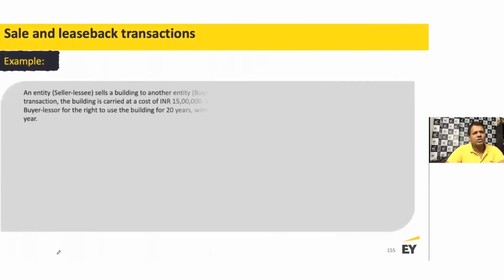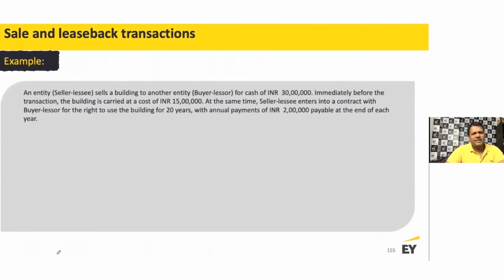Okay. So here an entity sells a building to another entity for cash of INR 30 lakhs. Immediately before the transaction, the building is carried at a cost of INR 15 lakhs. Okay, so I've sold it for 30. My carrying cost was 15 lakh. At the same time, the seller lessee enters into a contract with the buyer lessor for the right to use the building for 20 years. Okay, so there's a sale and lease back for 20 years with annual payments of 2 lakh rupees as the rental.